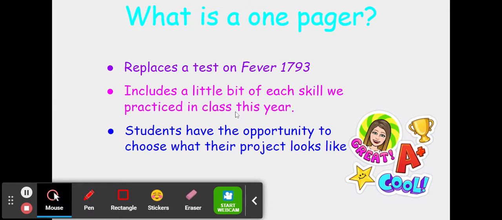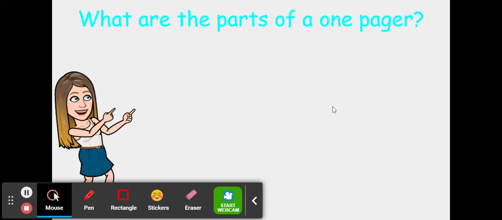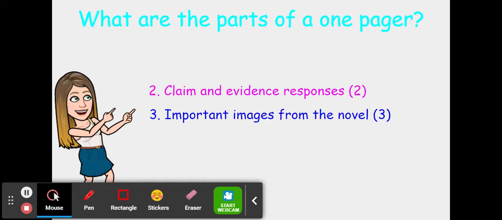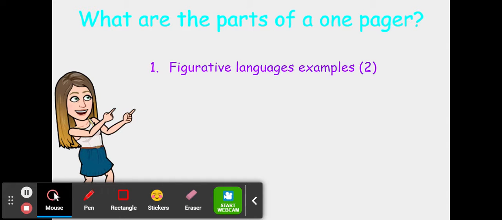So what I like about this project is that you can choose what your project is going to look like. Everybody's project is going to look a little bit different. Okay? So I'm going to explain what the parts of the project are next. Okay, so first part of the one-pager, you're going to find in the text 2 examples of figurative language, from anywhere in the text. Could be simile, metaphor, personification, alliteration, but you're going to find 2 of them.